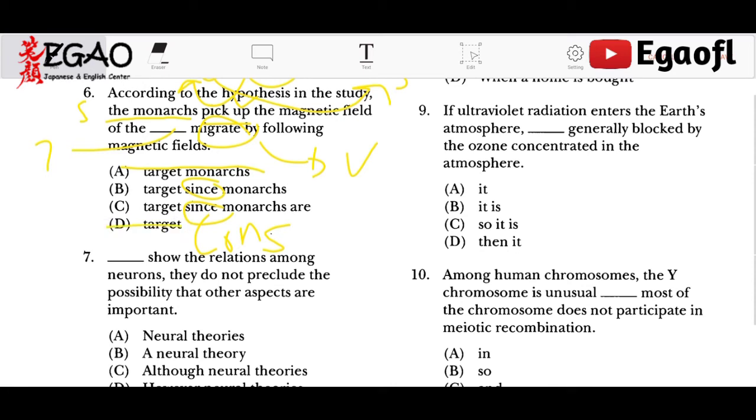So let's compare between B and C. Okay, look at B and C, and also look at something after the space here. Migrates, okay, is actually the first one. So if it is the first one, you do not need to put R here. So the best answer is B.